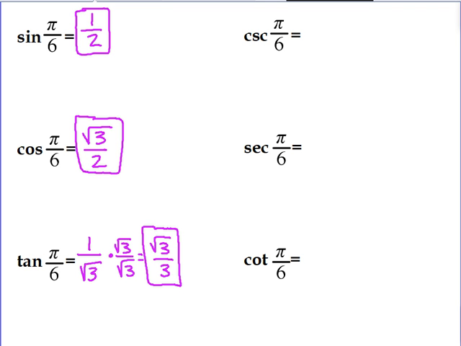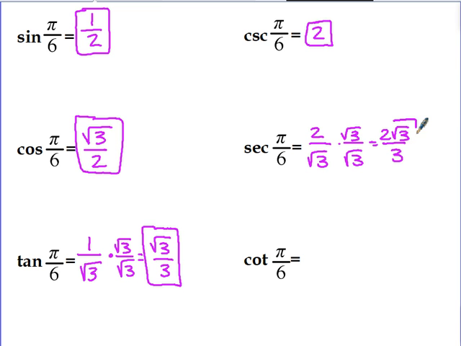Okay, and now our reciprocals. So 2 over 1 is just 2. Now 2 over the square root of 3, I have to rationalize. So I have to get the square root out of that denominator. And then my cotangent is just going to be square root of 3, because I'm taking the reciprocal of this right here. So just square root of 3 over 1. Okay, so those are my values.